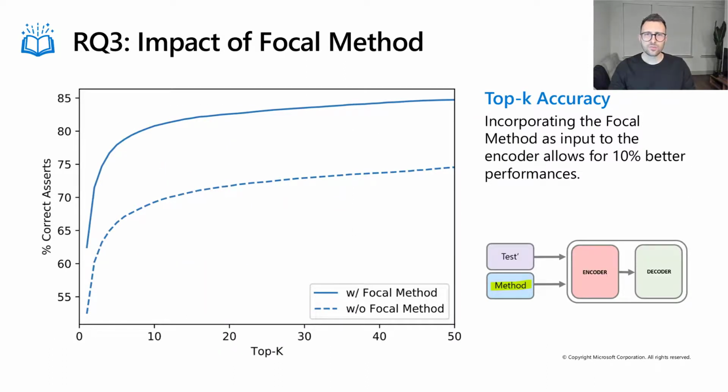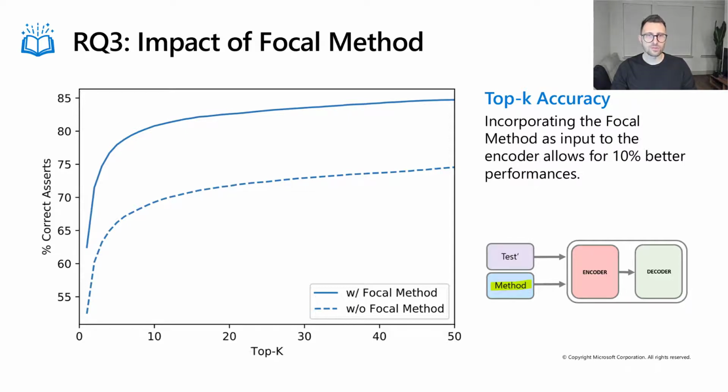In the third research question, we are trying to understand the impact of providing the focal method to our model during training. The basic idea is that if providing the focal method does not improve the performances, instead of training our model with both test case and focal method, we could simply use a code completion model that predicts the next statement. In our case, it would be an assert statement.